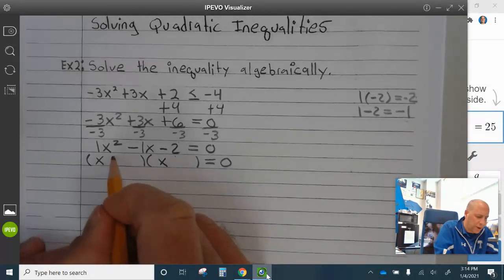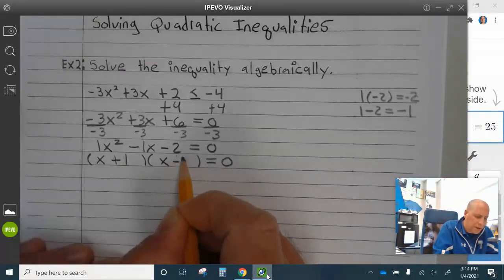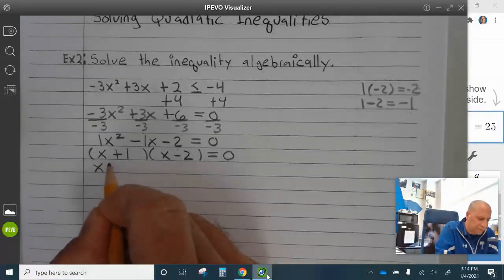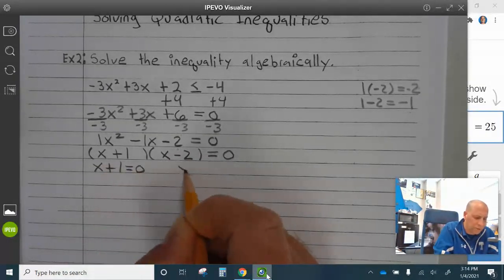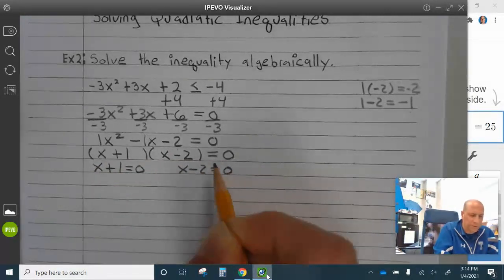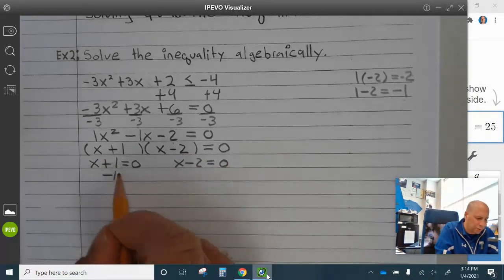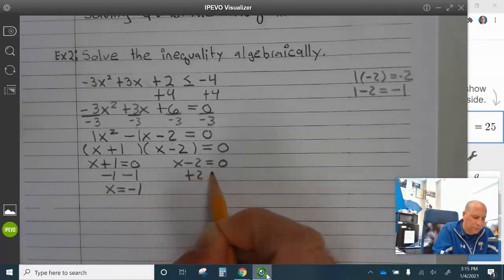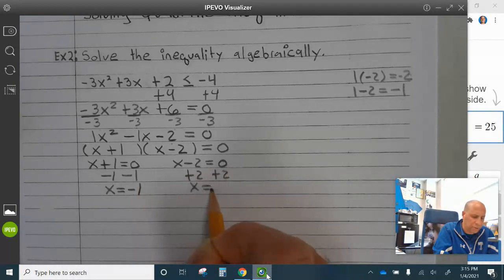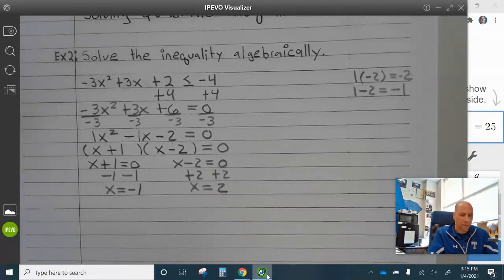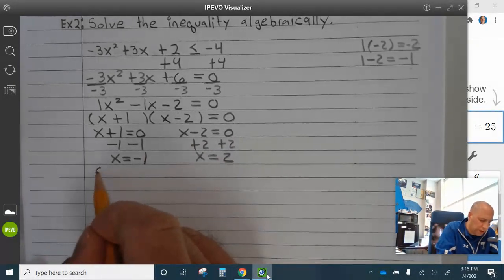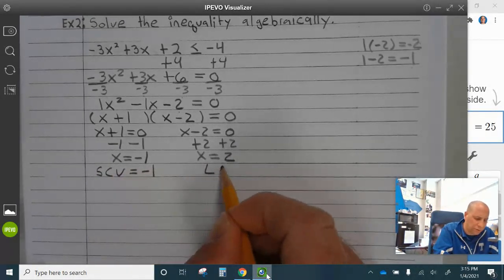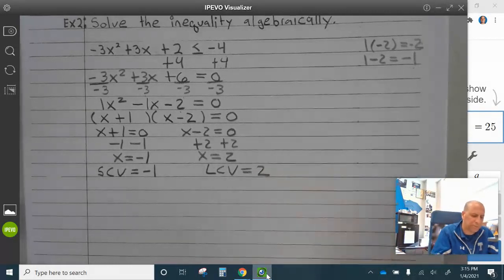That means our factors are x plus 1, x minus 2. Set them equal to 0, so x plus 1 equal to 0, x minus 2 equal to 0. Subtract 1 from both sides, x equals negative 1. Add 2 to both sides, x equals 2. So our small critical value is negative 1, and our large critical value is 2.